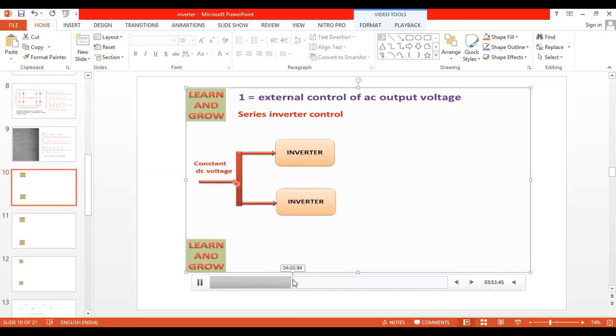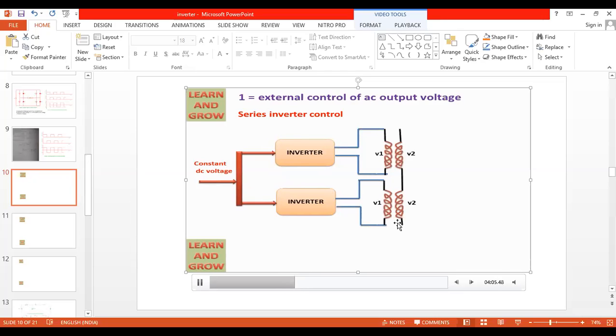See what is this? How to control the output voltage? Take two inverter circuits. Two inverter circuits are connected to the same DC supply. This circuit diagram you have to draw with the block diagram. And these two inverter circuits are connected in series. Series means what here? You can see here the secondary winding of the first inverter is connected in series with the secondary winding of the second inverter. You can see this connection. Parallel means you already know, phase to phase, neutral to neutral. But here the secondary windings of both inverters are connected in series.